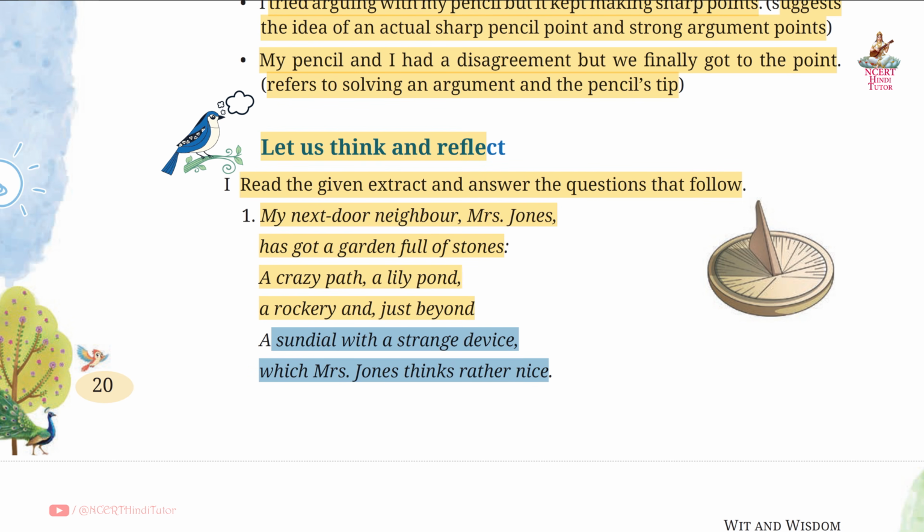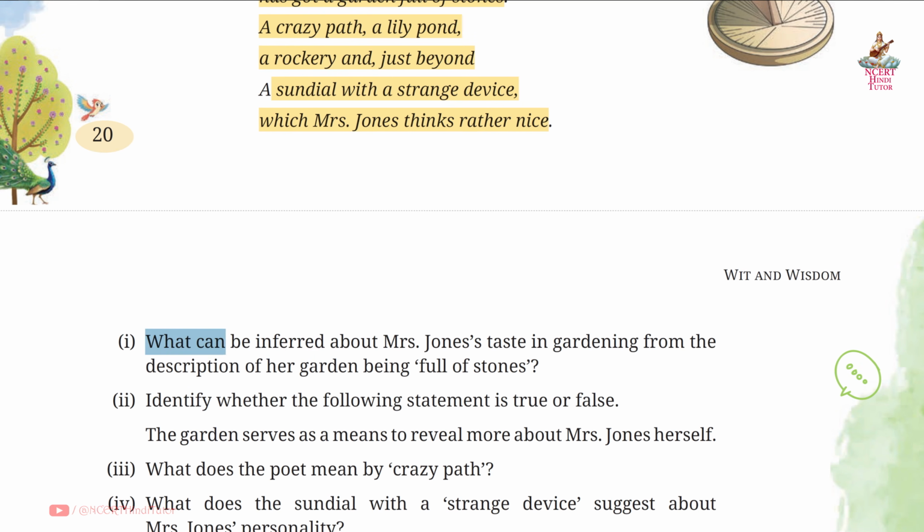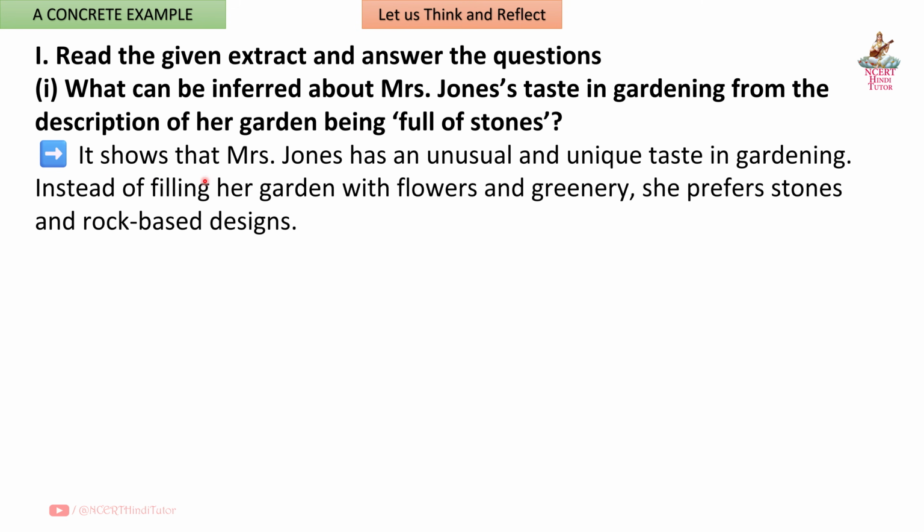which Mrs. Jones thinks rather nice. First, what can be inferred about Mrs. Jones' taste in gardening from the description of her garden being full of stones? Answer: it shows that Mrs. Jones has an unusual and unique taste in gardening. Instead of filling her garden with flowers and greenery, she prefers stones and rock-based designs.